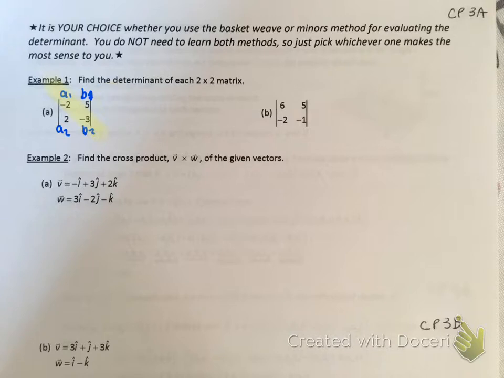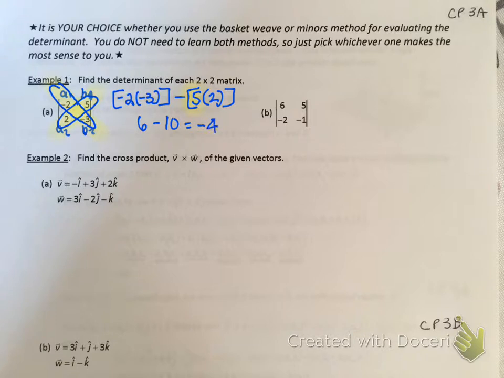Sorry, let me just do this really quick. I get -2 times -3, and I'm going to subtract the other direction, B1 times A2. So I'm going to subtract 5 times 2. Okay, so all I did was I did crisscross applesauce, right? I did these two, and then I did these two. When you do that, you get 6 minus 10, which gives me a -4.